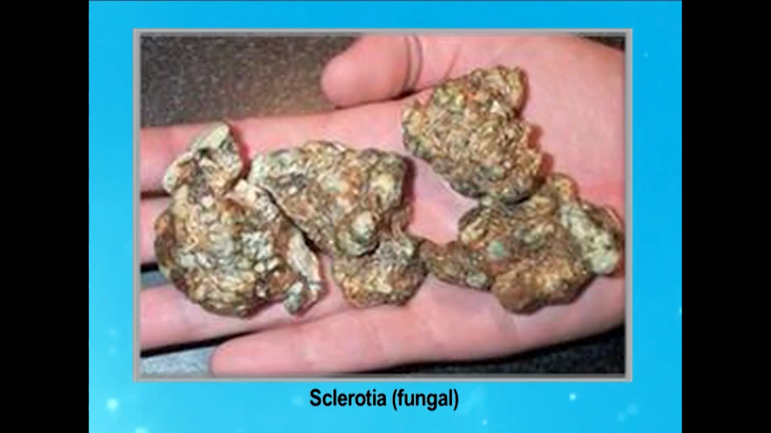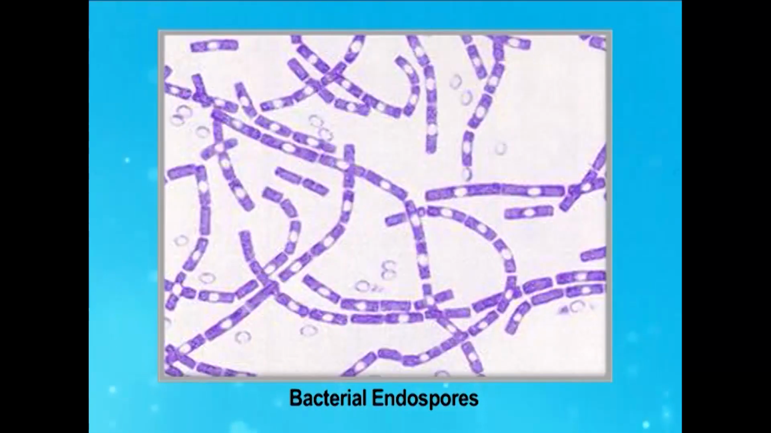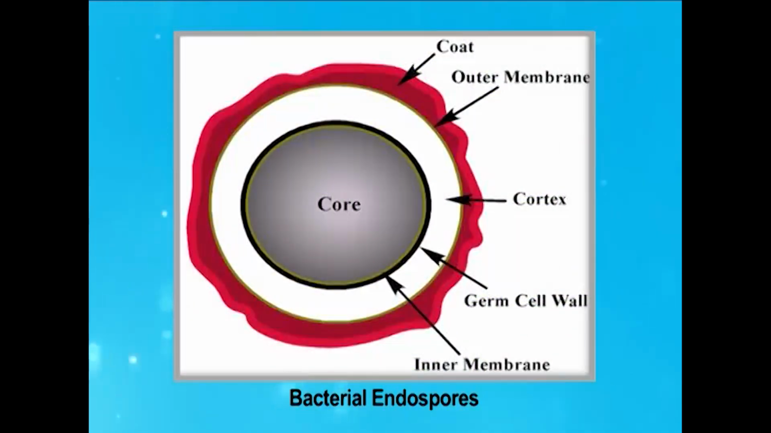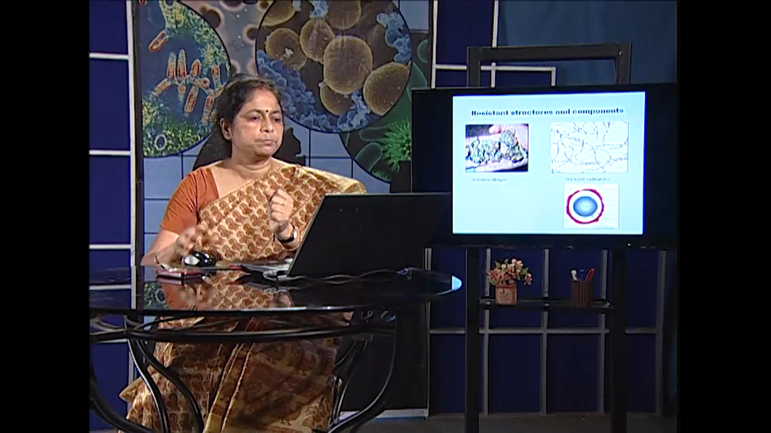On the other hand, we have bacterial endospores, which are mainly present in gram-positive bacteria. These bacterial endospores have a thick spore coat, and this spore coat is made of calcium and dipicolinic acid, and due to the presence of calcium and dipicolinic acid, they are resistant to high temperature.